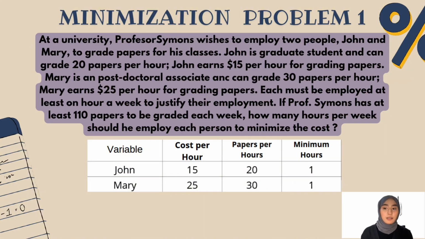In today's presentation, I'm going to solve a practical linear programming problem focused on cost minimization. Meet Professor Simons. He needs to hire two graders, John, a graduate student, and Mary, a postdoctoral associate. John grades 20 papers per hour at a rate of $15, while Mary grades 30 papers per hour at a rate of $25. To justify their employment, each must work at least 1 hour per week with a minimum of 110 papers to grade weekly. How can Professor Simons distribute the workload to keep costs as low as possible?